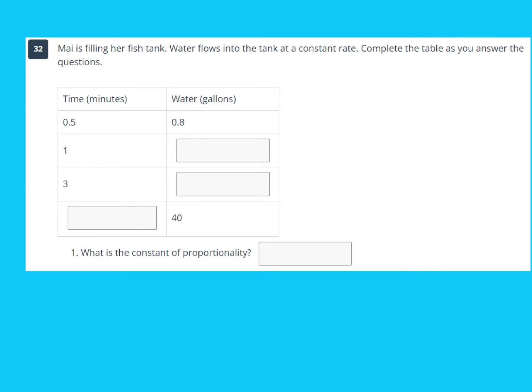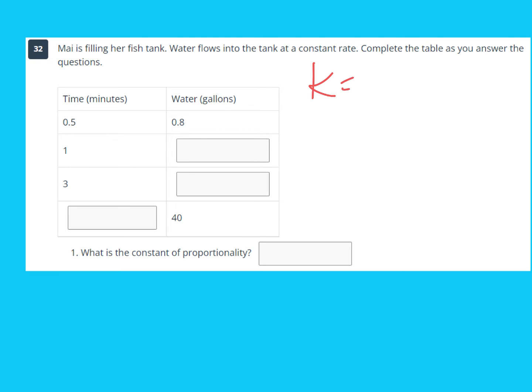Next. May is filling her fish tank. Water flows into the tank at a constant rate. Complete the table as you answer the questions. What is the constant of proportionality? And I want to fill in each of these. Water, gallons per minute. Okay.